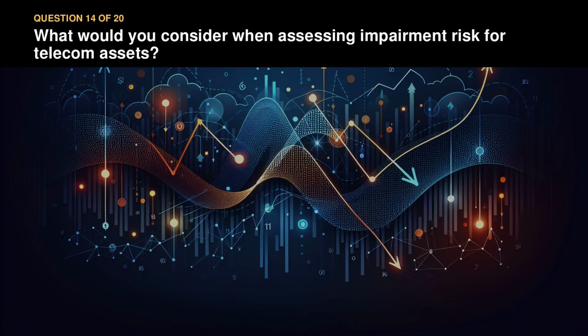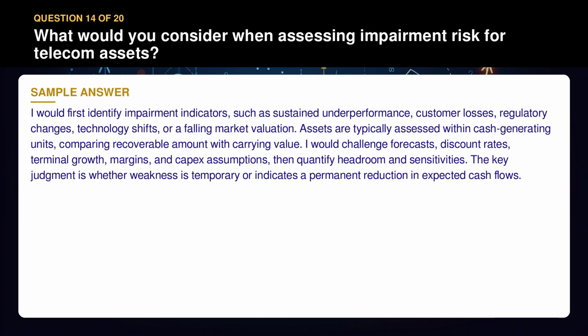Question 14. What would you consider when assessing impairment risk for telecom assets? I would first identify impairment indicators, such as sustained underperformance, customer losses, regulatory changes, technology shifts, or a falling market valuation. Assets are typically assessed within cash-generating units, comparing recoverable amount with carrying value. I would challenge forecasts, discount rates, terminal growth, margins, and CapEx assumptions, then quantify headroom and sensitivities.